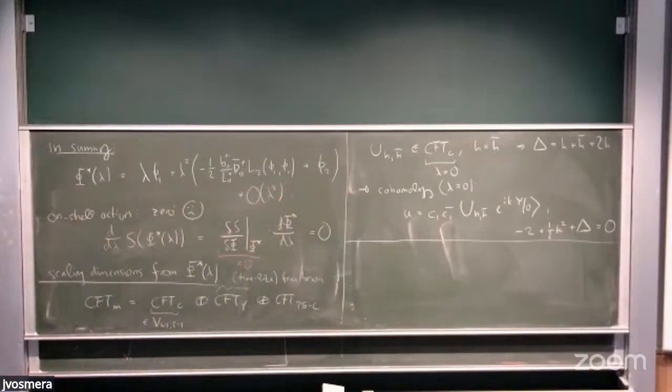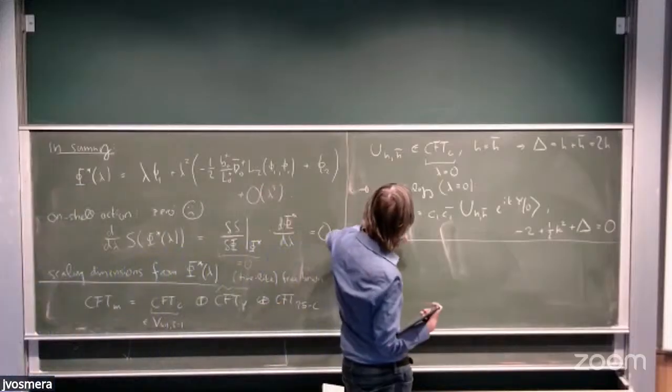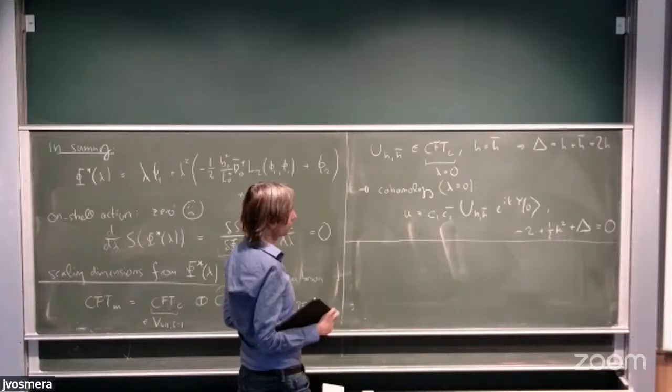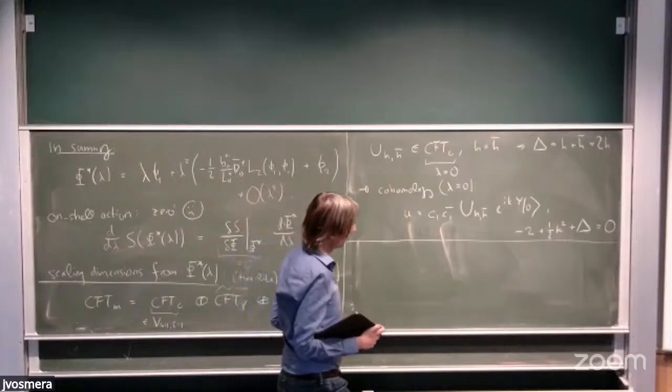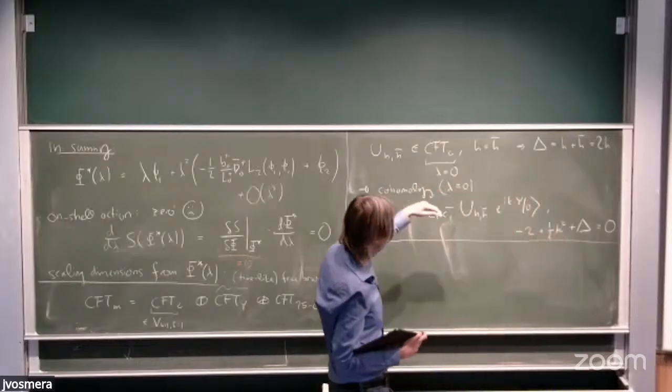So that's the first thing to do, and then the second thing to do, from this deformed state of the cohomology, we'll somehow try and read off the scaling dimensions of this operator U, which would correspond to the shifted background.